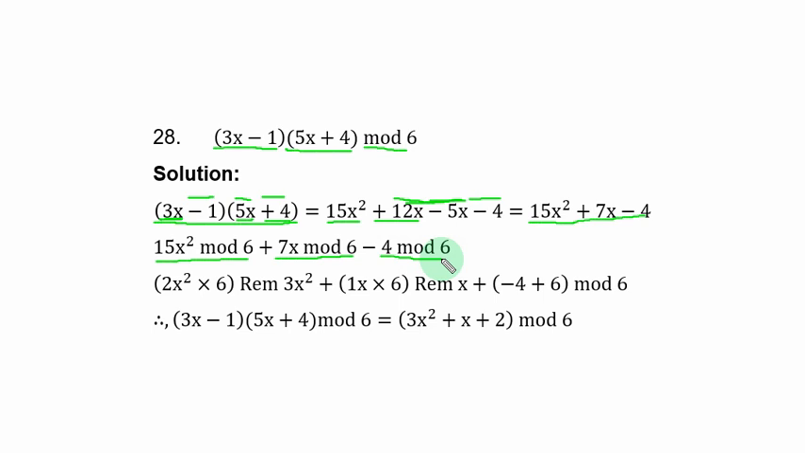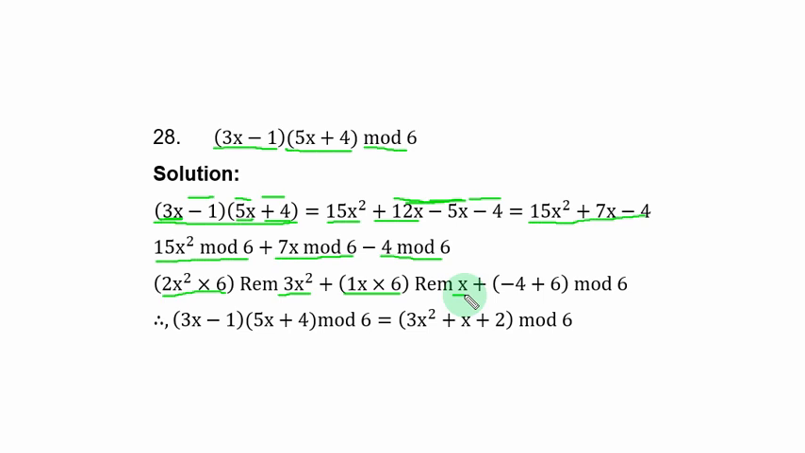In terms of multiples of 6 that are close to 15s squared, we have 12s squared. To get that 12s squared, you multiply 6 by 2s squared. The remainder that needs to be added to get 15s squared is 3s squared. When you move to 7s, you have 1s times 6, remainder s.